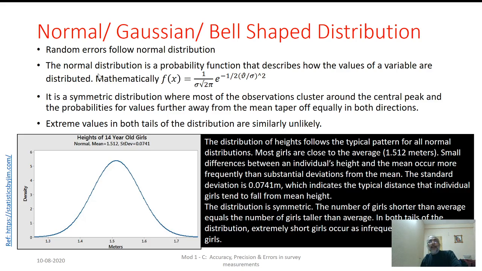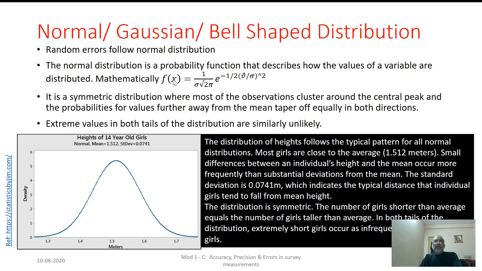To understand their distribution, we can make use of normal distribution. It is also called Gaussian distribution, or bell-shaped distribution. These random errors or accidental errors follow this particular normal distribution. This normal distribution is the probability function that describes how the values of the variable are distributed.